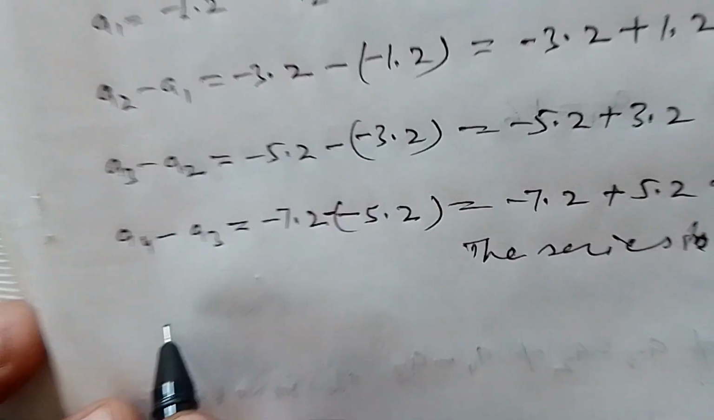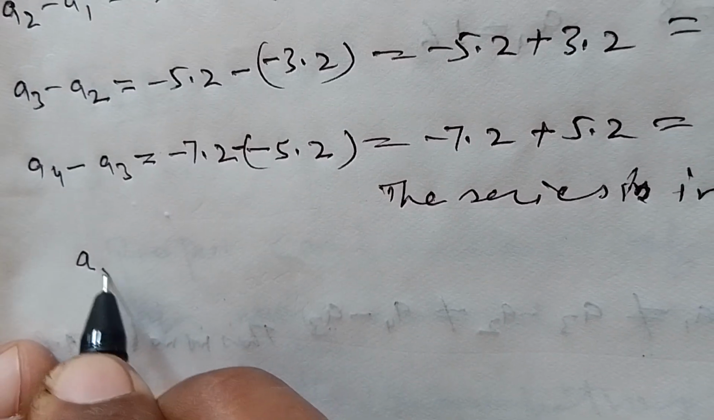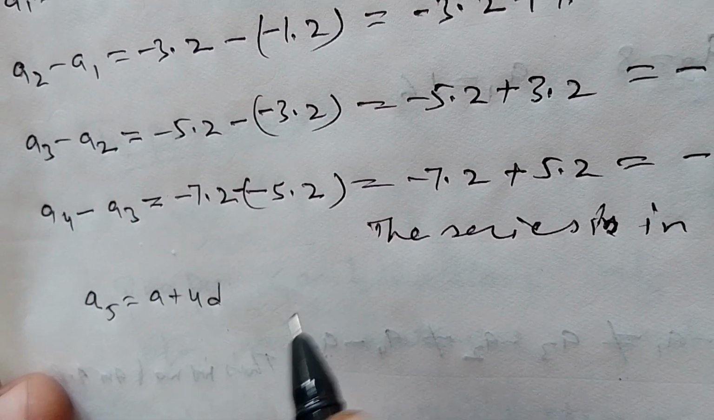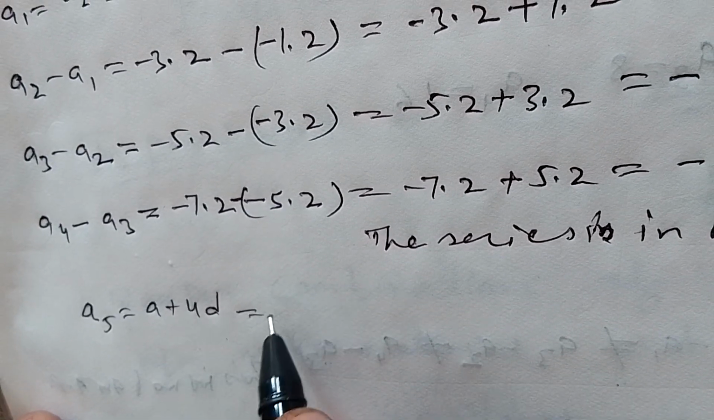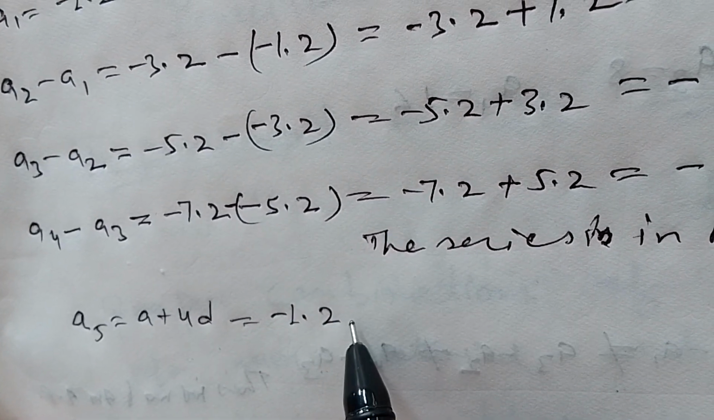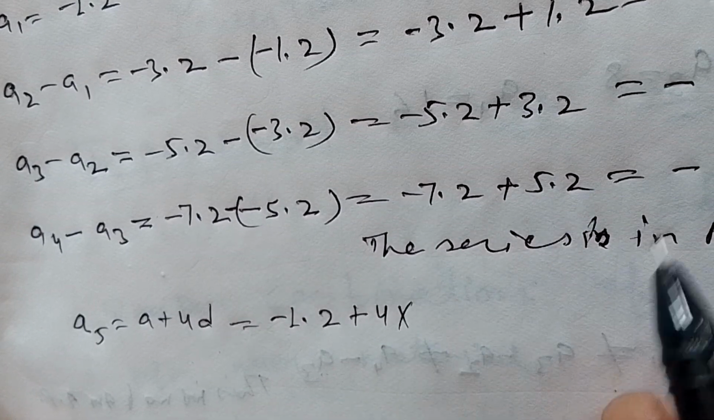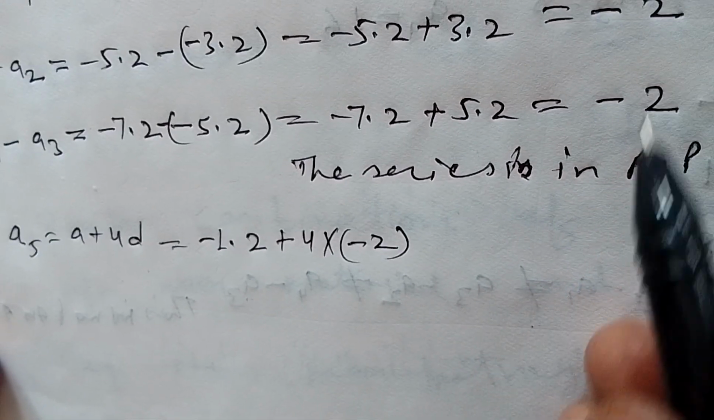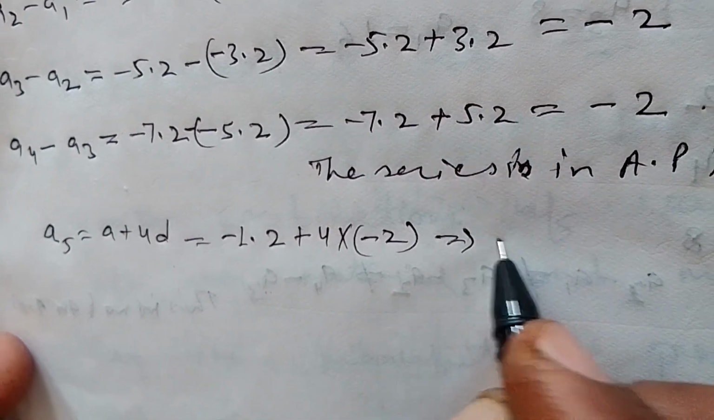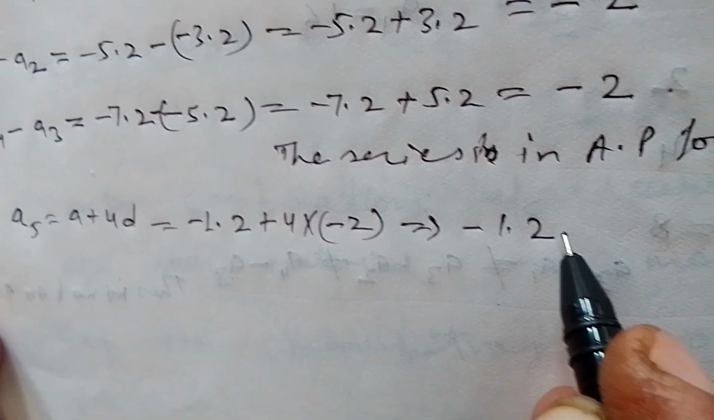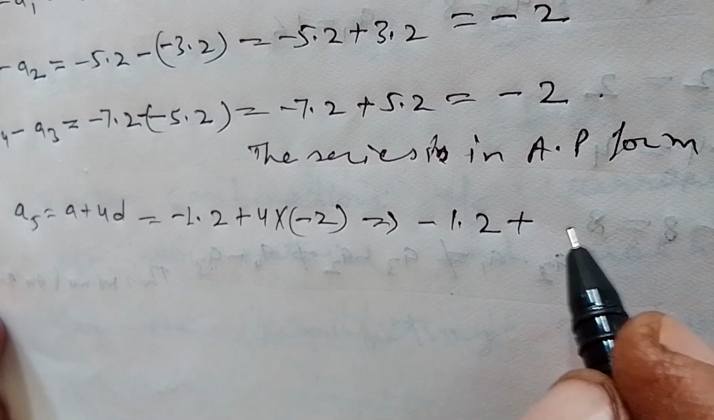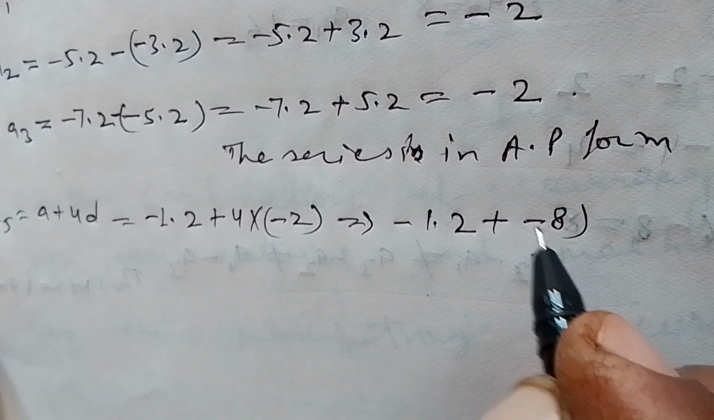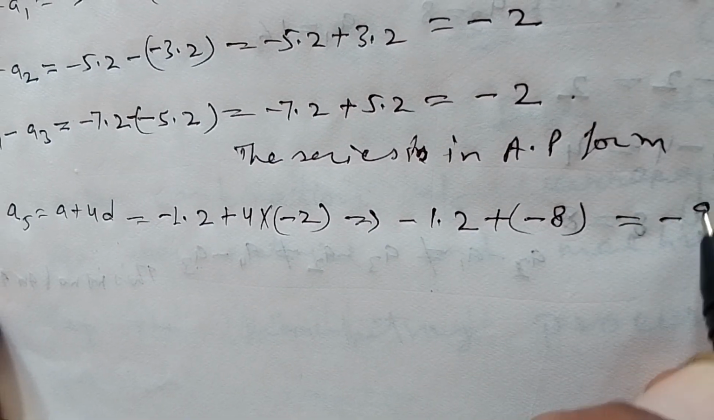To calculate the next terms, we have the formula A5 is equal to a plus 4d. By inserting the value a we have given, minus 1.2 plus 4 multiplied by the common difference minus 2, which we have calculated above. So it will come out to be minus 1.2 plus 4 multiplied by minus 2, minus 8. So it comes out to be minus 9.2.